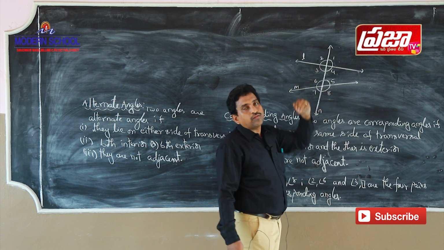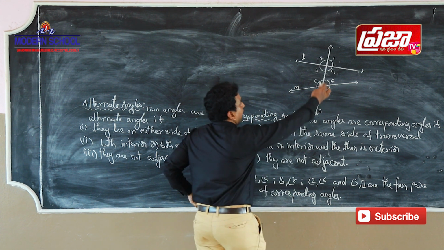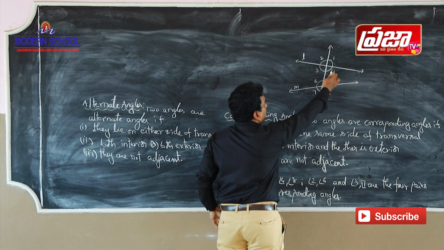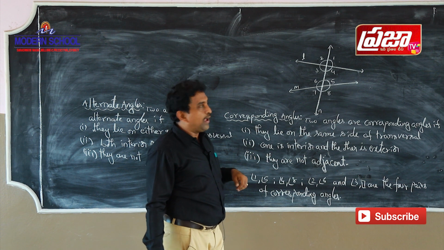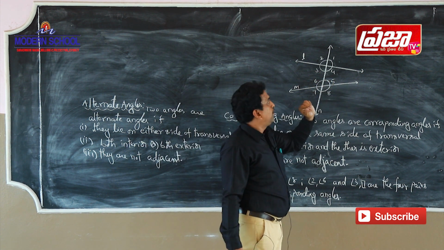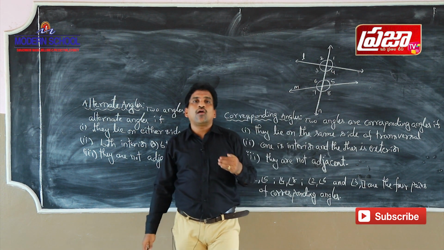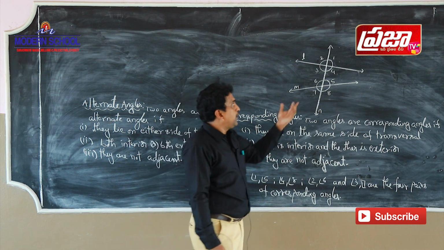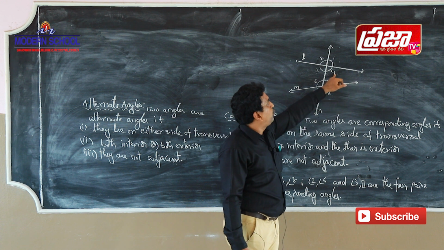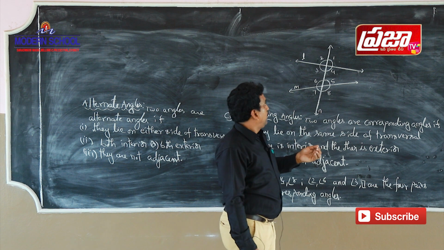So for angle 2, the alternate angle is angle 8. In the same way, for angle 1, angle 7, for angle 3, angle 5, for angle 4, angle 6. Particularly, angle 3 and angle 5 and angle 4 and angle 6 are called interior alternate angles, because these are interior angles.